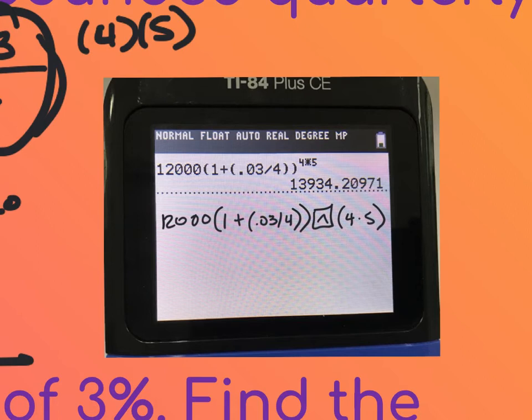Wait, I just did that and I got 12,000. Not possible. You did 12,000 times, you open the parentheses, right? Does anybody in here have a TI-83? No, okay. Open the parentheses, 1 plus, open parentheses again, 0.03 divided by 4, close your parentheses, close them again, do the little caret, open the parentheses, 4 times 5, close the parentheses. Oh, okay. You got it?